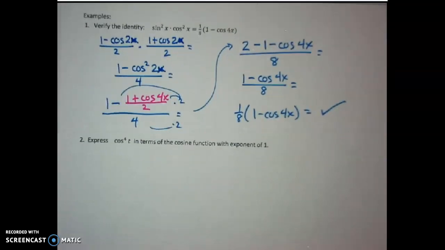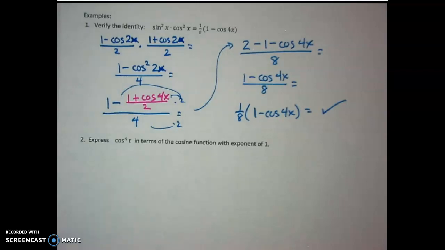Next, express the cosine to the 4th in terms of the cosine function with an exponent of 1. So again, we're going to start off with that half angle identity. Go ahead and pause the video and see if you can do that.